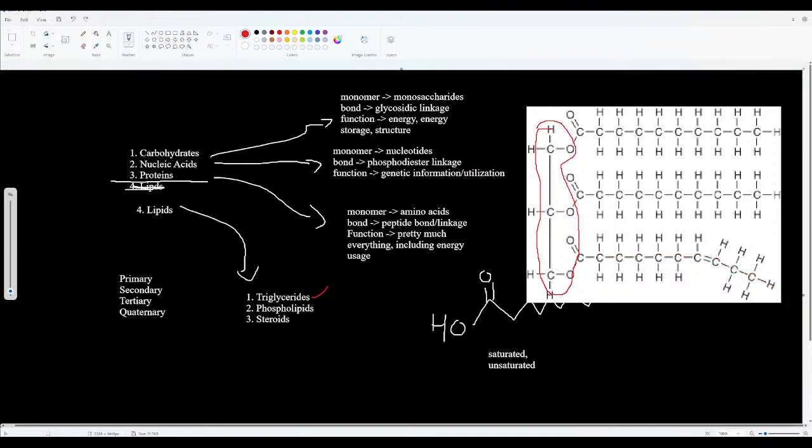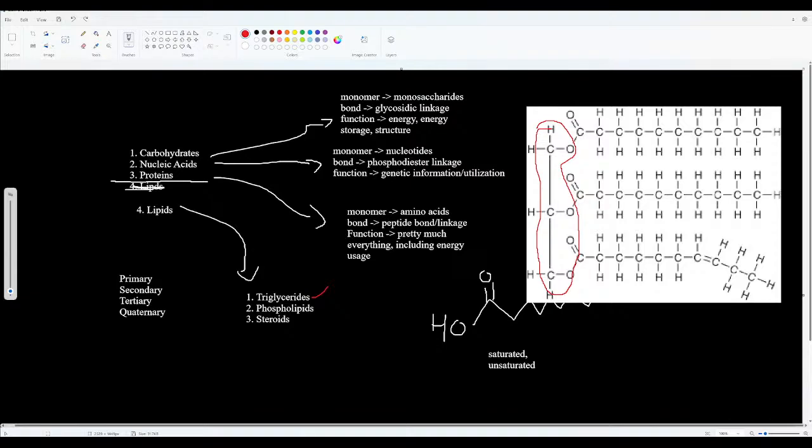When we have these kinks in fatty acids, they become less dense. They become less tightly packed together because they kind of have an arm sticking out, which makes it harder to bond with. So you have something like butter.